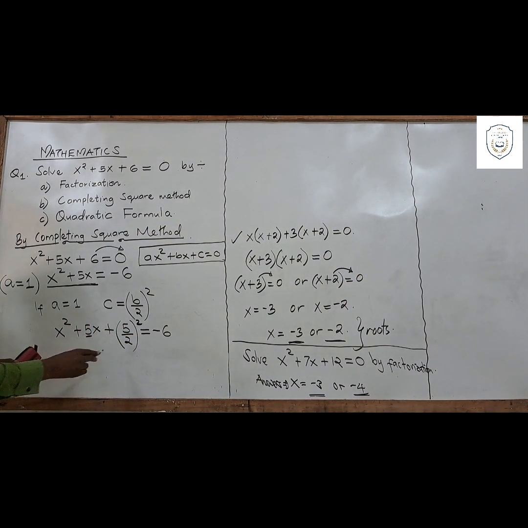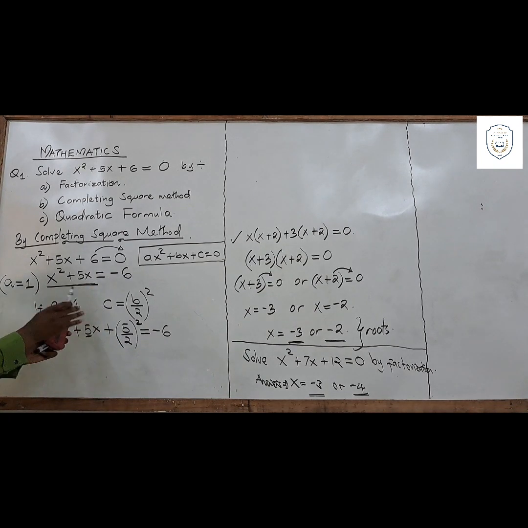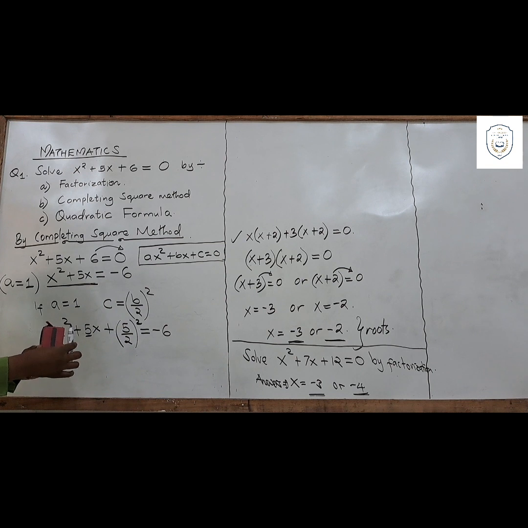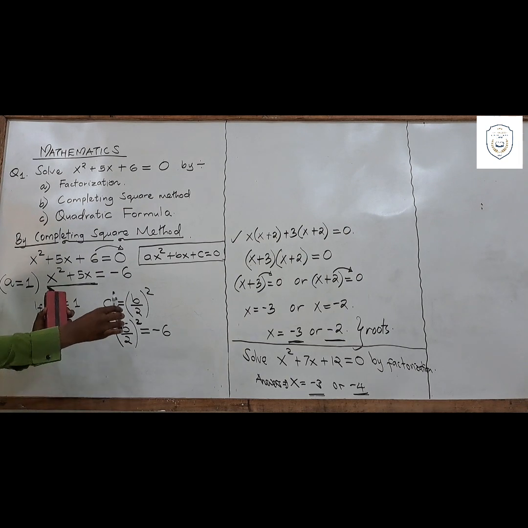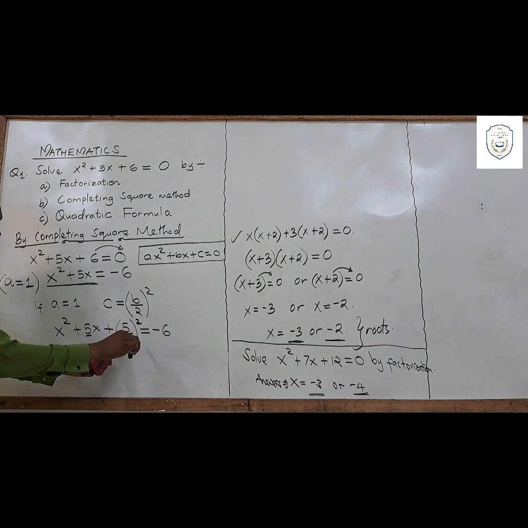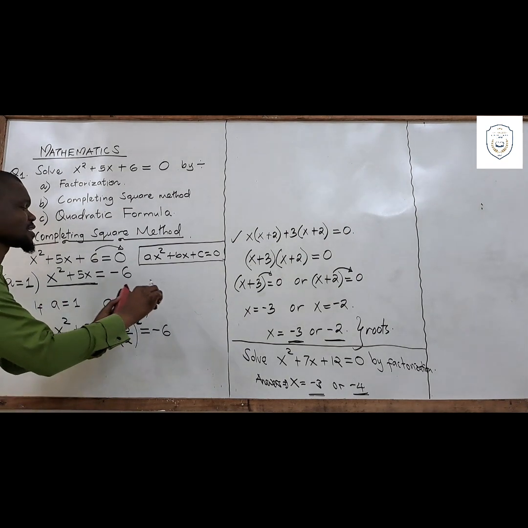On this side, this is a new thing. The 5 over 2 squared is a new thing. It wasn't here, so it is bringing an imbalance in our equation. And because it is bringing an imbalance, because we have added it on this side, to cancel it out, we need to add the same on the other side.